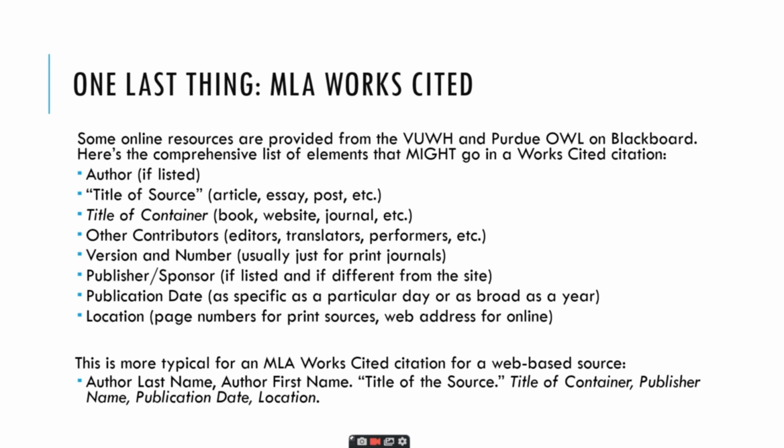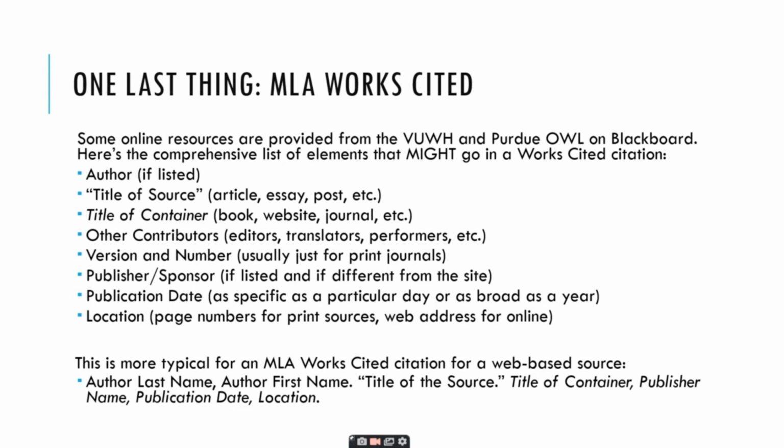So an author is usually the first thing if listed. A lot of websites don't have authors listed, so what you might actually do is start with the title of the source if there is no author listed. But it goes author, and then the title of the source. The title of the source would be the title of the article, the title of the essay, the title of the post, the title of the documentary, the title of the video, whatever.